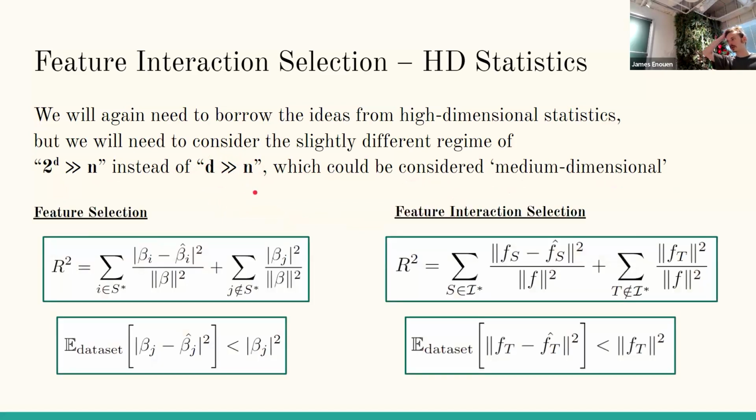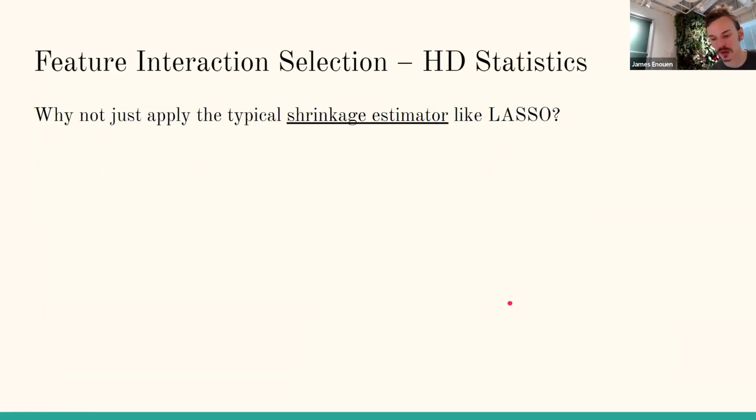And so again, we'll have these parallels with the feature selection case where we can choose to model some of these I features, and we want that our estimates are close enough to beta I. In the same way, for feature interaction selection, we want that our FS hat estimates are close to FS for those that we choose to include in the model. And so we have the same expectation with respect to the data set of hoping that our model can be closer than the original function. So why can't we just apply some typical high dimensional statistics approaches like a shrinkage estimator or some L1 regularization?